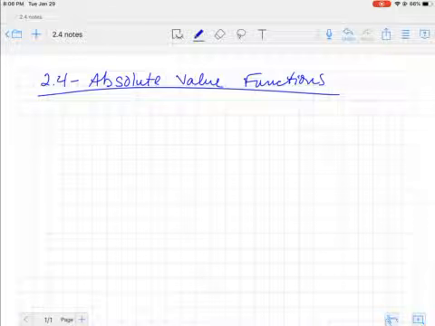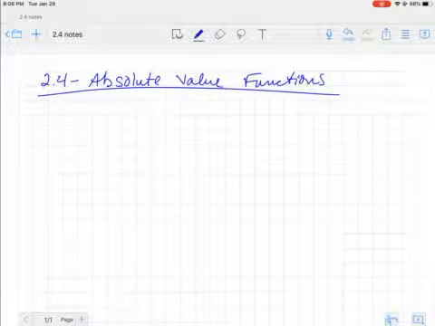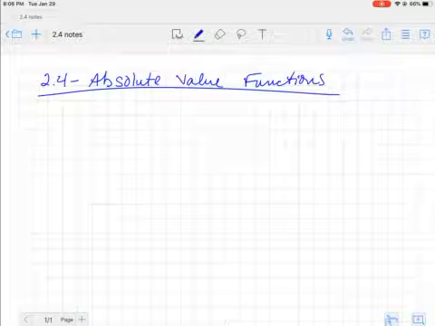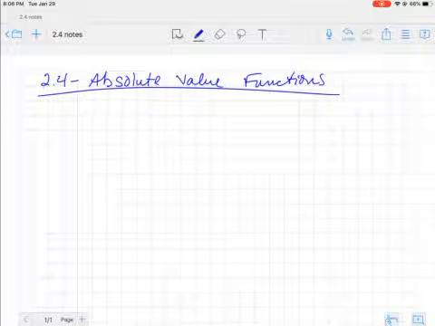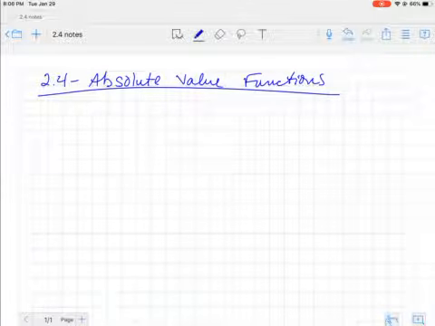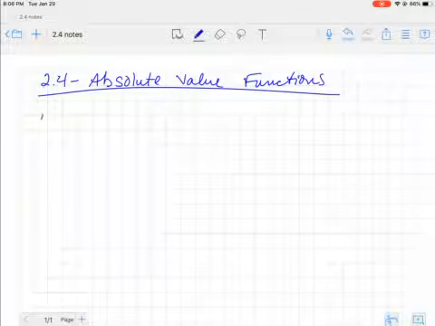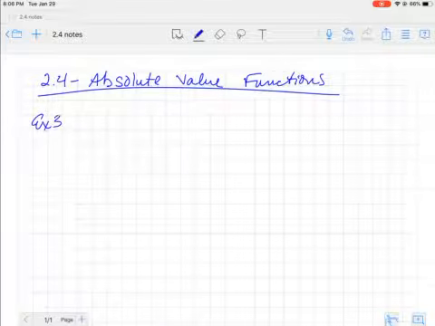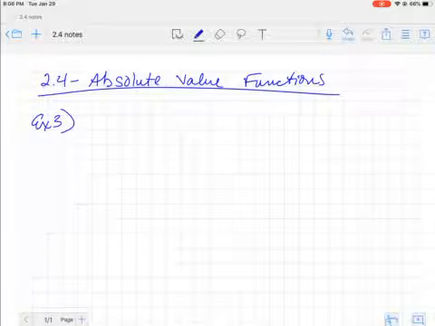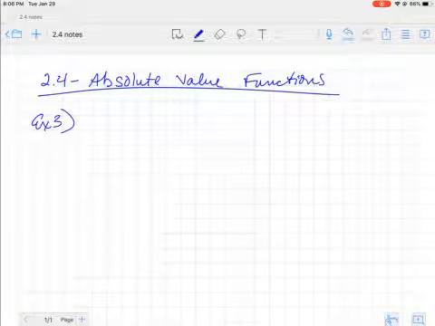Okay, so absolute value. We talked a little bit about absolute value when we were talking about functions. So let's talk a little bit more about this so we have a decent idea about what it looks like. Here for our example 3, we're jumping right into example 3. We're going to graph a couple of different things.